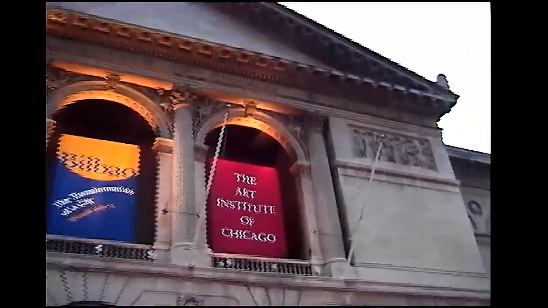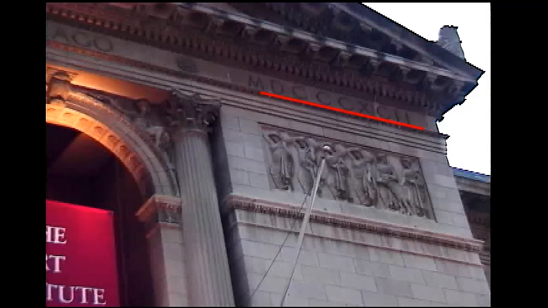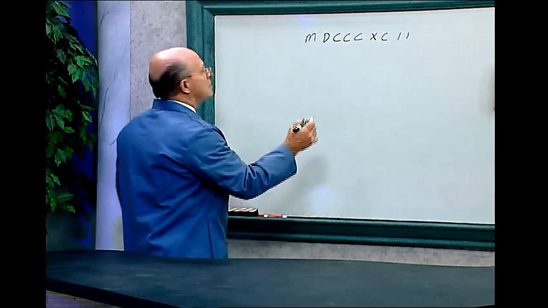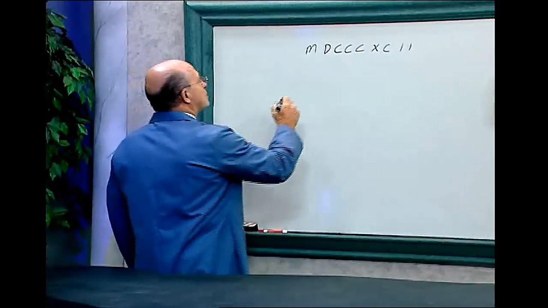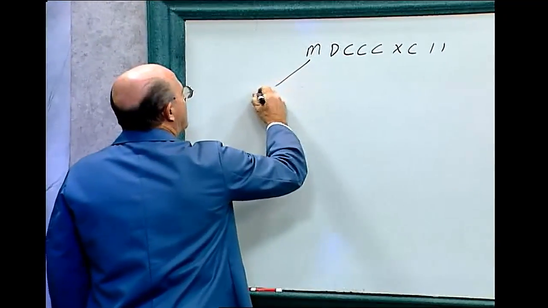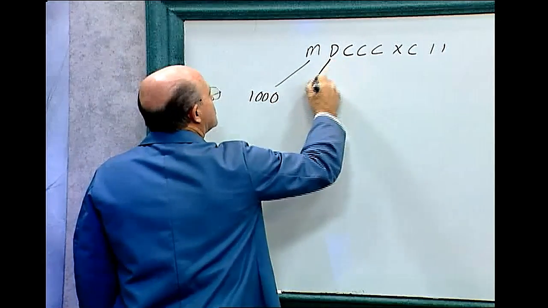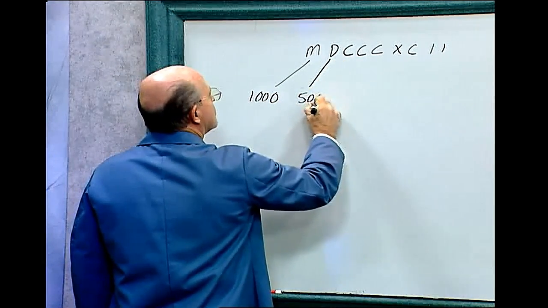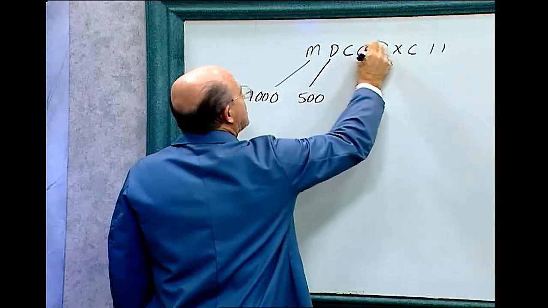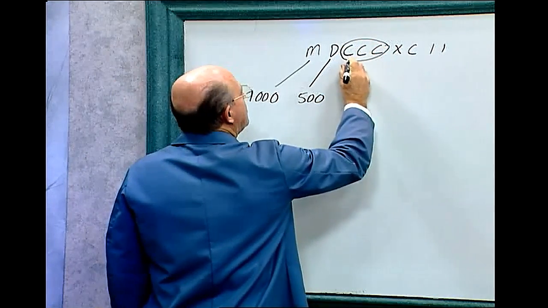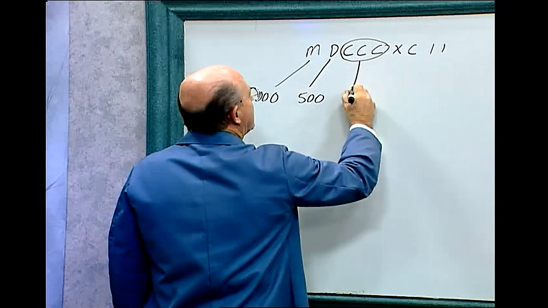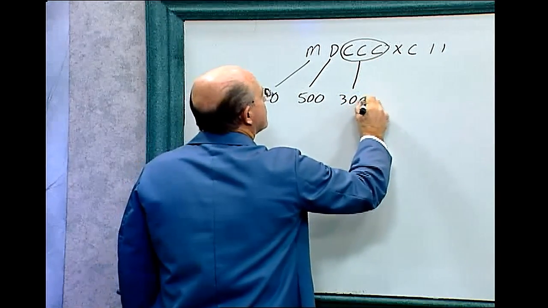This is the Art Institute of Chicago. The date on the building is MDCCCXCII. Now let's figure the date when that Art Institute was constructed. M equals 1,000. D equals 500. The 3 C's together, 100 plus 100 plus 100, that equals 300.